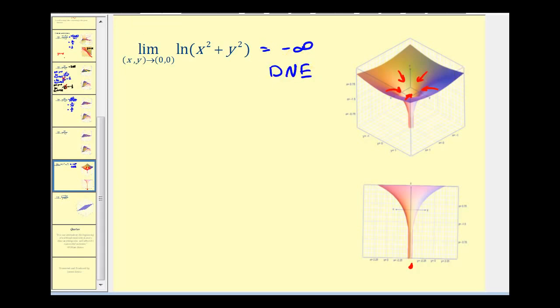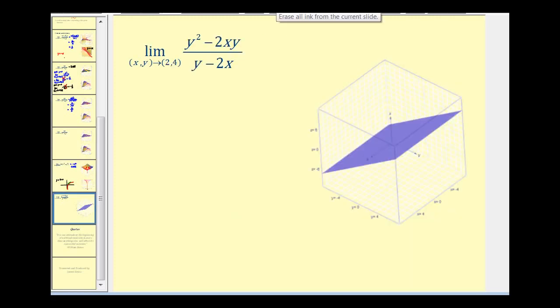Another way to think of this would be to consider the graph of a function in one variable, which we should be familiar with. This graph looks something like this. And we know that as x approaches 0 from the right, this function value approaches negative infinity. So for the same reason, x squared plus y squared is going to approach 0 when x and y approach 0. Therefore, z is going to approach negative infinity. Let's take a look at this last one.